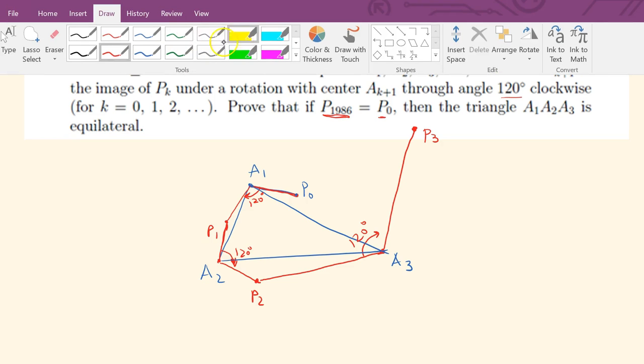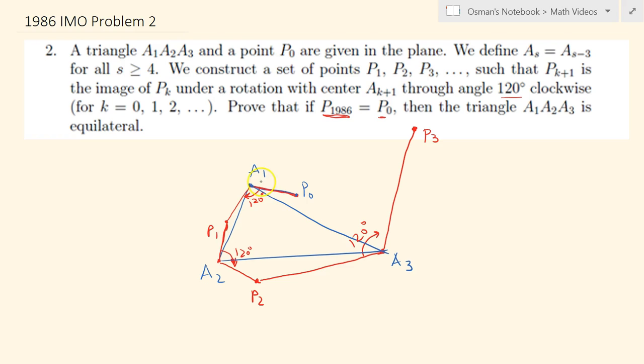So the first observation I would like to make is the following. After we do those 3 rotations around A1, A2, A3 in succession, we have 120 degree angles all the time on the same orientation. So we are constantly rotating our point around the reference point by 120 degree angles. So the claim is we make a full rotation of 360 degrees after 3 of these rotations.